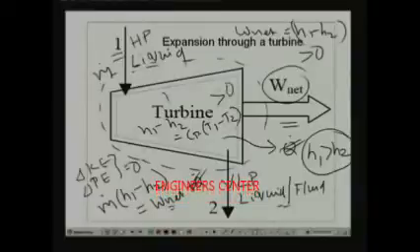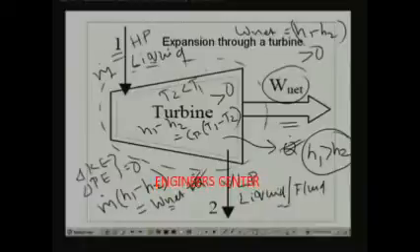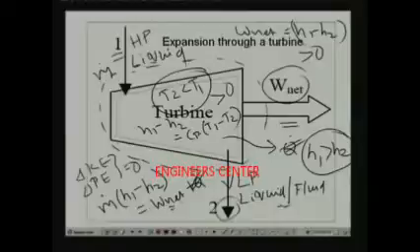That means T2 will be lower than T1, or the temperature of the liquid at the exit of the turbine will be lower than at the inlet. So expansion using a turbine always reduces the pressure, always reduces the enthalpy, and always reduces the temperature. Now the point is, what will be the temperature drop? Is it substantial? On what does it depend? We shall see that in the next few slides.